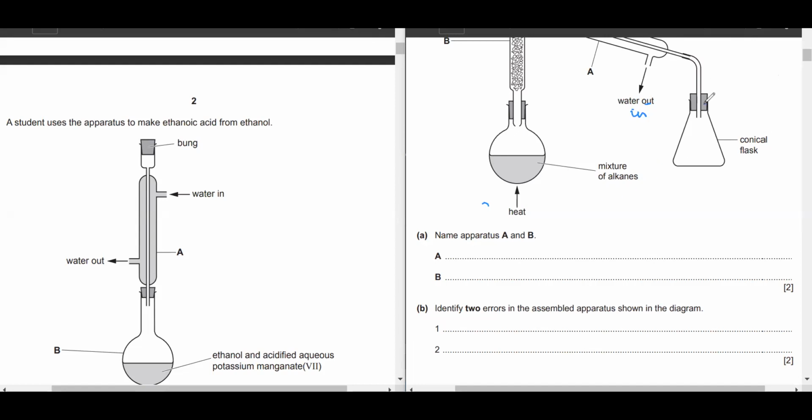And one more error over here, the other error is that the receiver flask in which we are receiving the liquid after condensation should not be corked. We are not going to put a stopper to it.